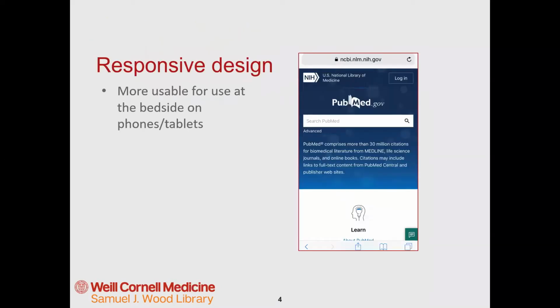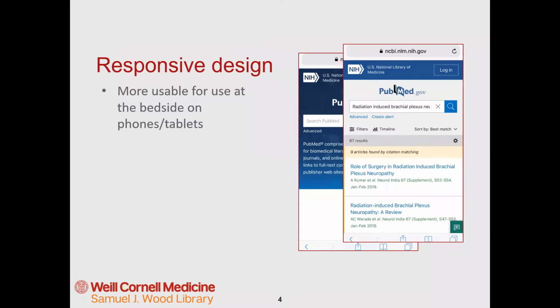The biggest visible change for us as PubMed users is that it's now a lot easier to use on our phones and tablets. About half of PubMed's traffic is now coming from mobile devices. This is really crucial for those of you who provide patient care, since it allows you to search for answers on your phone instead of having to find the nearest workstation and do it there.